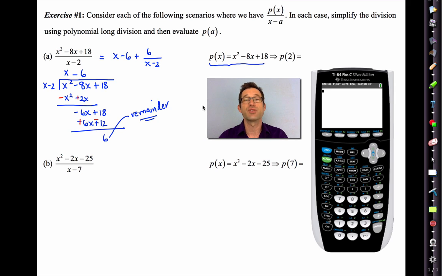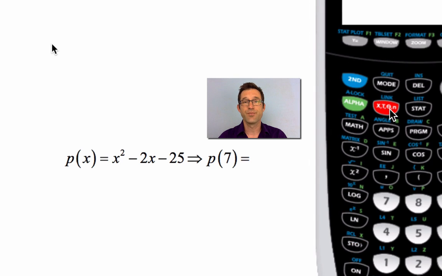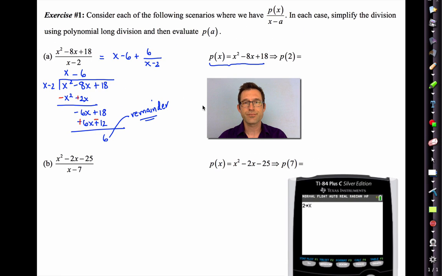So I want to evaluate this quadratic when x is 2. So what I'm going to do is type in 2. Then I'm going to hit the store button, which is right down here. It's going to put a little arrow there on the screen. And now I'm going to type in x. And I hit enter. One of the weird things is then the calculator says 2. And all it's really telling me is that I stored 2 in x.